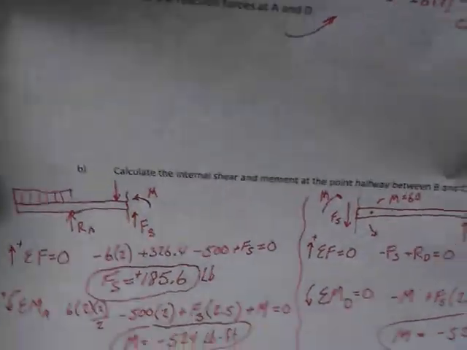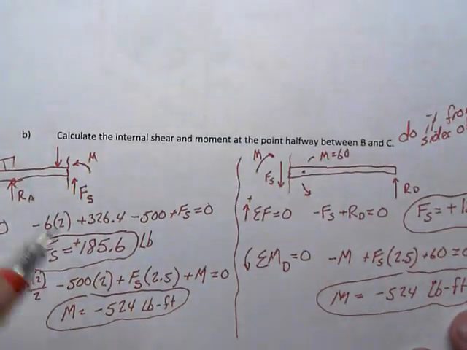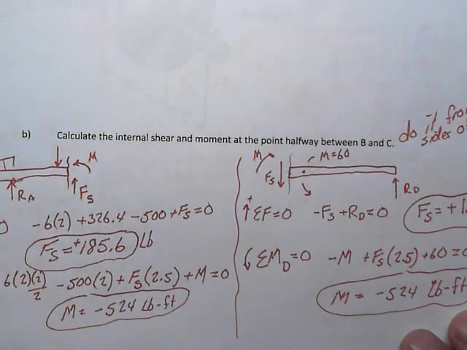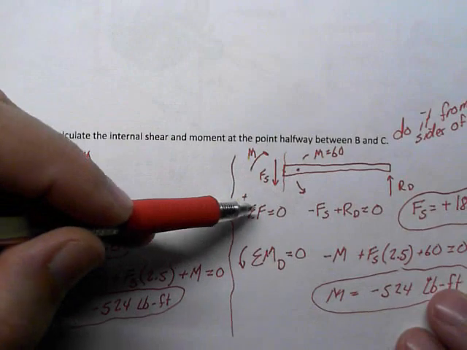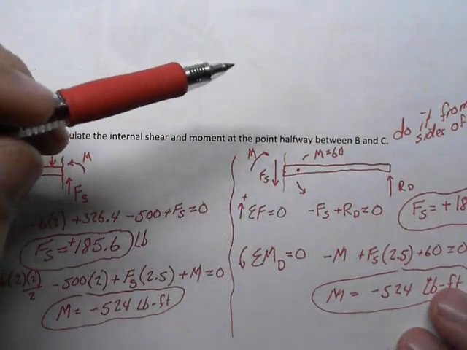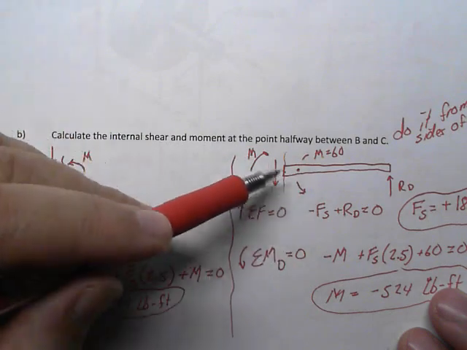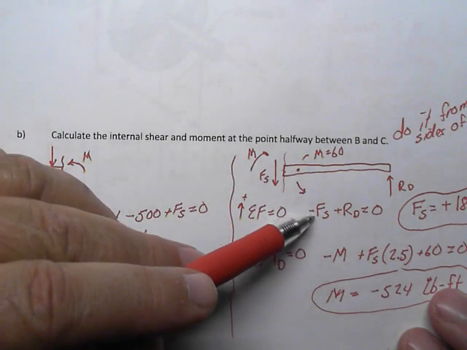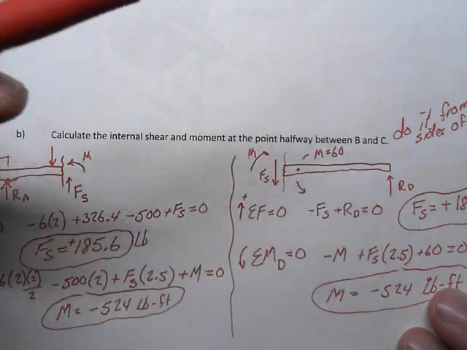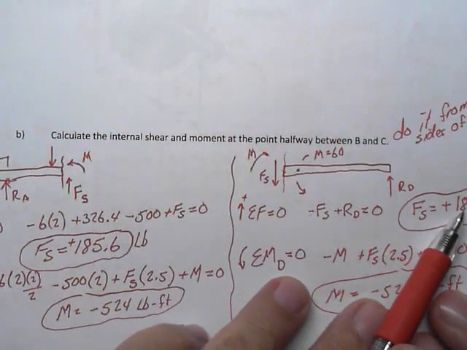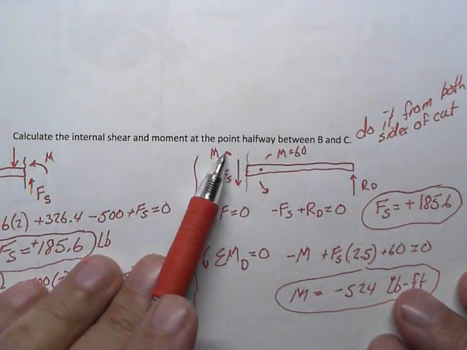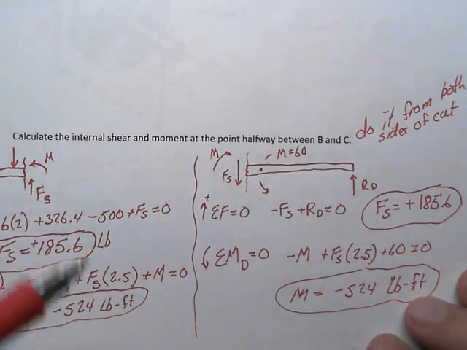Because these are equal and opposite, they have to have the same sign value. So my sum of forces in the upward direction equals 0, and I've got my F shear pointing downward, that's negative, and I've got my reaction at point D, and that is positive. So my F shear is a positive 185.6. Now that positive sign means I got it right. It is in the downward direction.